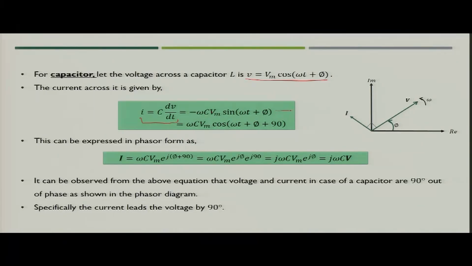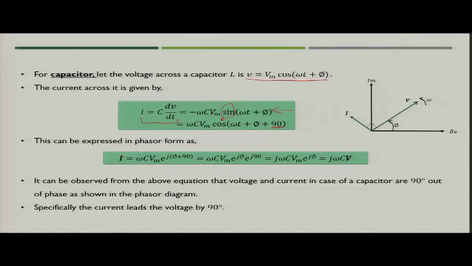Now, as we did in case of inductor, we can replace the sine term with cos, and we add 90 degree to make it positive, because the negative sign will be removed here, and it is good for phasor representation. Now, what can we present in terms of phasor?